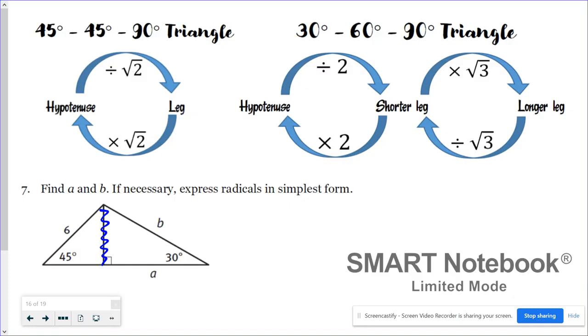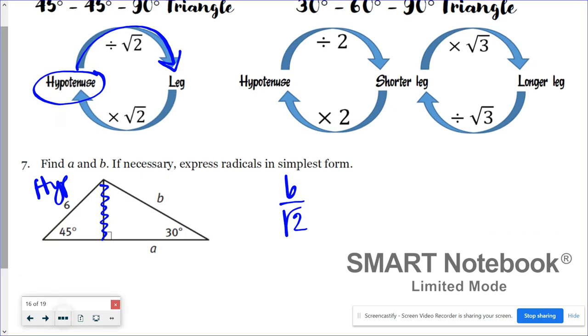I know the hypotenuse in my 45, 45, 90 triangle. So what I can do is divide that by the square root of 2 to get the leg. If I take 6 and divide by the square root of 2, I do need to rationalize this denominator because I'm not allowed to leave square roots on the bottom. So I need to multiply the top and the bottom by the square root of 2.